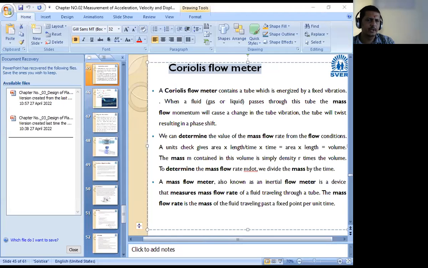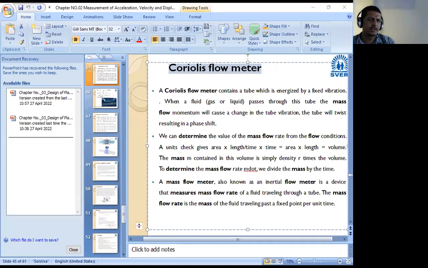To determine the mass flow rate, we divide the mass by the time. How much mass will be transferred at the particular time? This is to determine the mass flow rate, to divide the mass by the time.